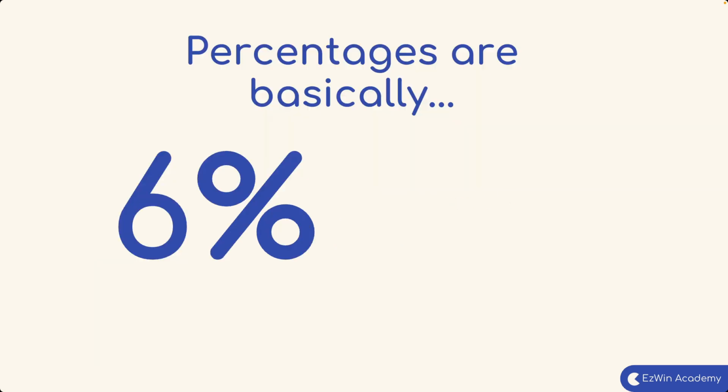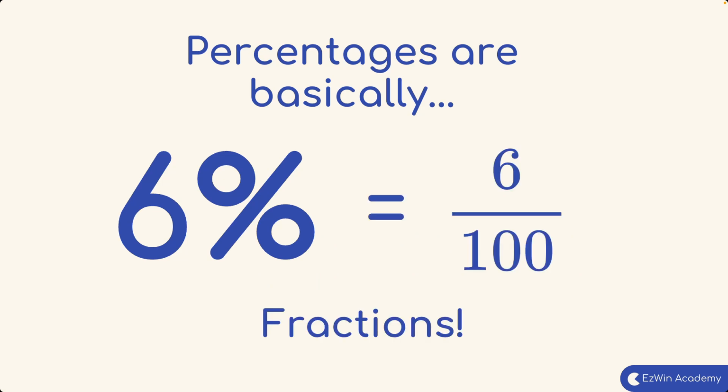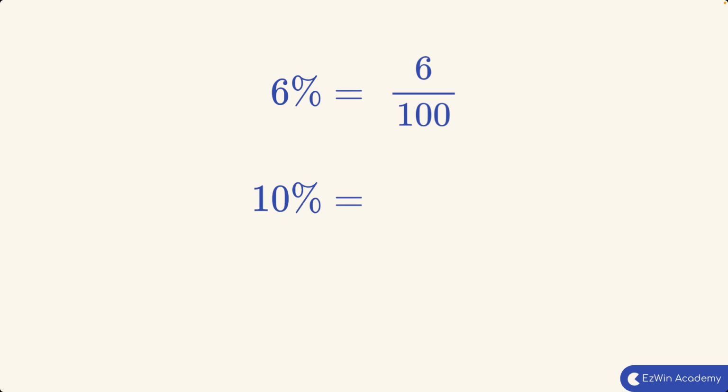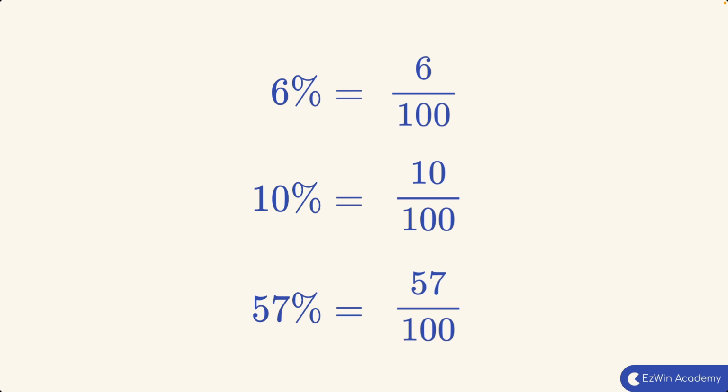You could say that percentages are basically fractions. This 6% is actually equal to 6 out of 100. So all percentages are out of 100. Let's do some simple examples. 6% is equal to 6 out of 100. What about 10%? If you say 10 out of 100, you're right. What about 57%? If you say 57 out of 100, you are absolutely right.